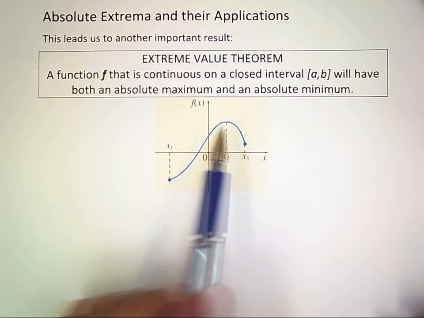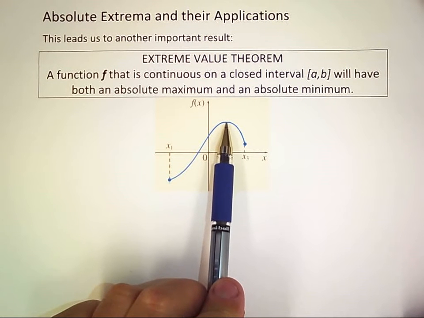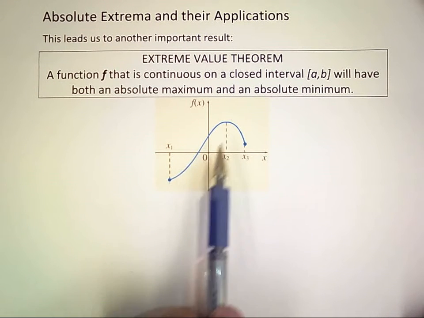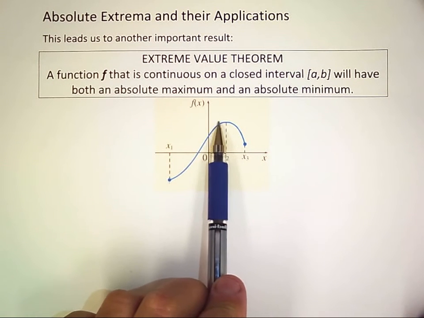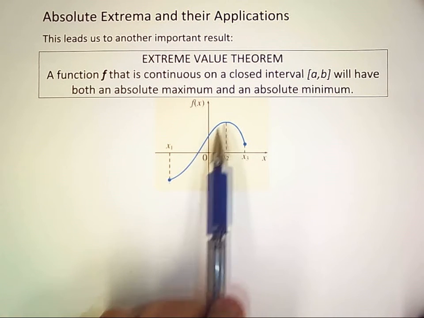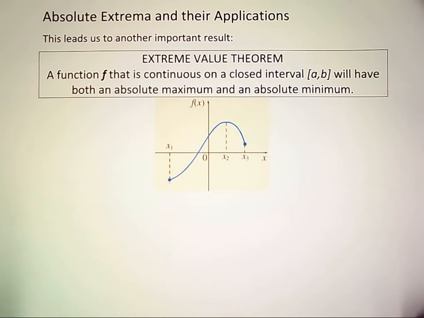Now, just as an aside, the absolute max might be at a relative max, or it might not. The absolute min may be at a relative min or not. In this case, the absolute max is at a relative max, and the absolute min is not. It's at an endpoint. If you have the graph, you have it made, because that tells the story once you have the graph.